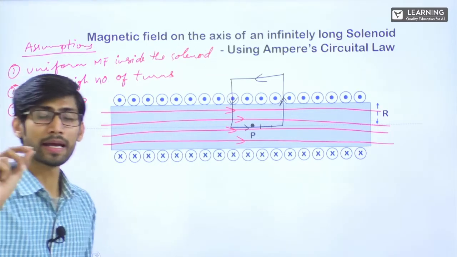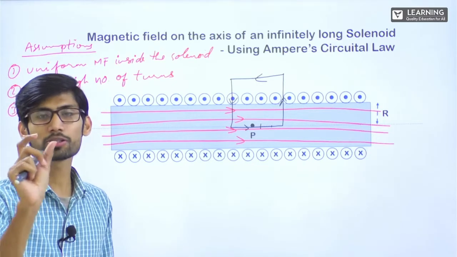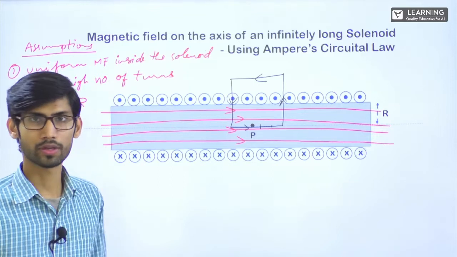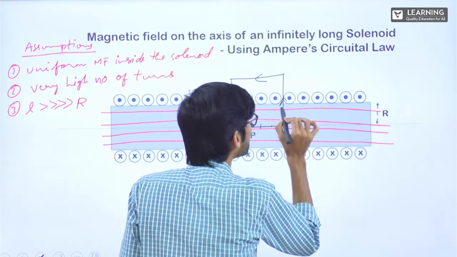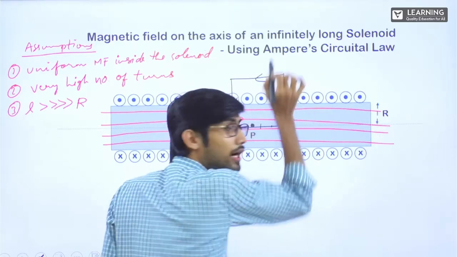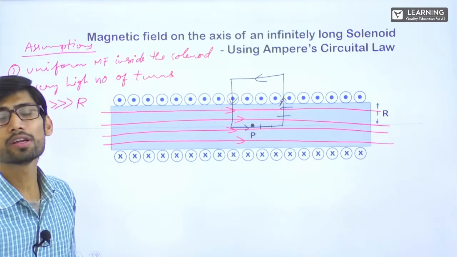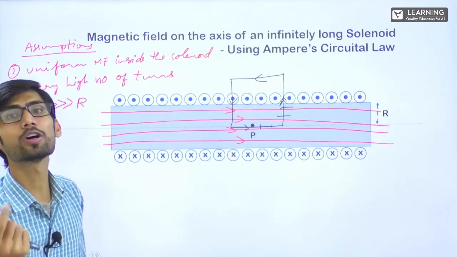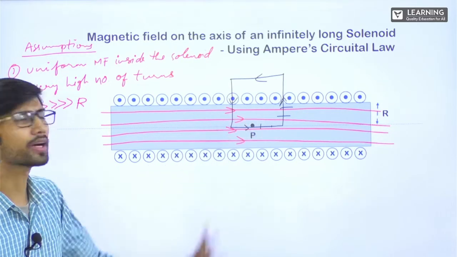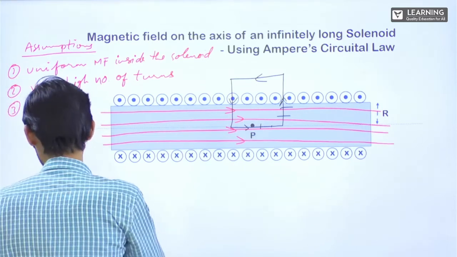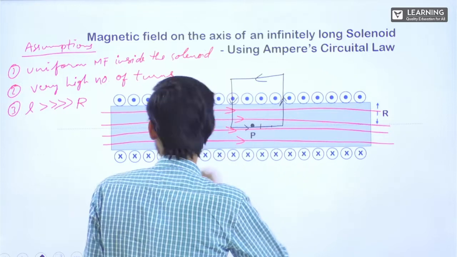Second, the magnetic field should be perpendicular to dl. Right? So here, if you see this line, if I take any dl, the direction is like this, upwards. And the magnetic field is in this direction, perpendicular. So B dot dl will be B dl cos 90. That will become 0. Right? So that's why I have taken this particular loop. We can take any loop keeping all those conditions in mind.